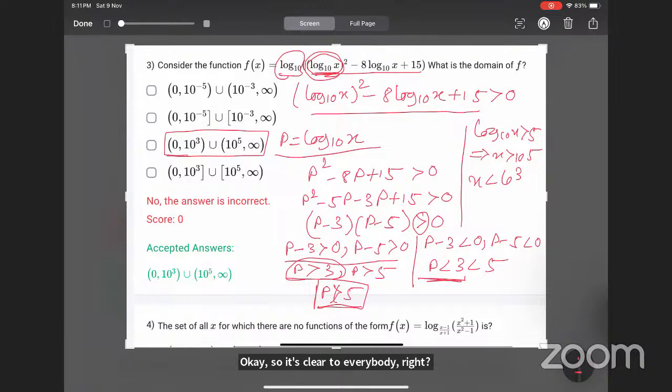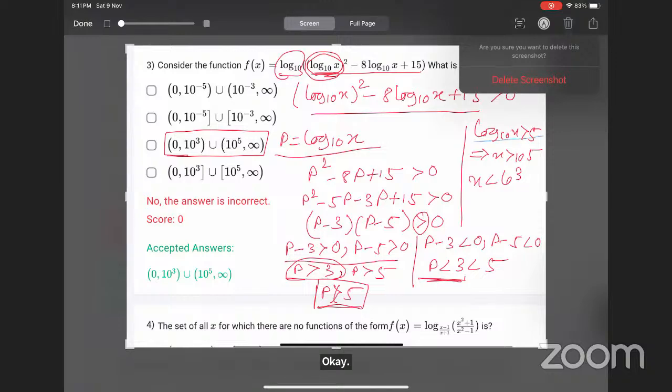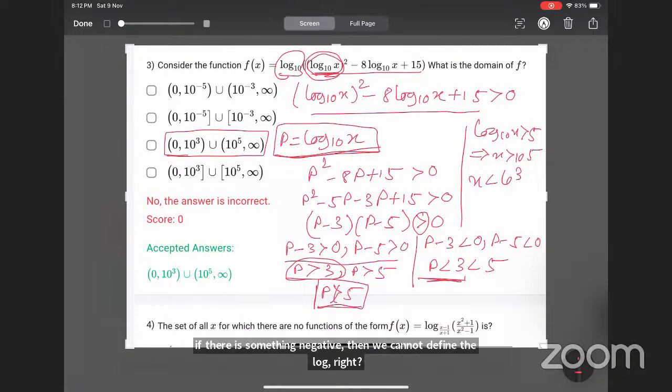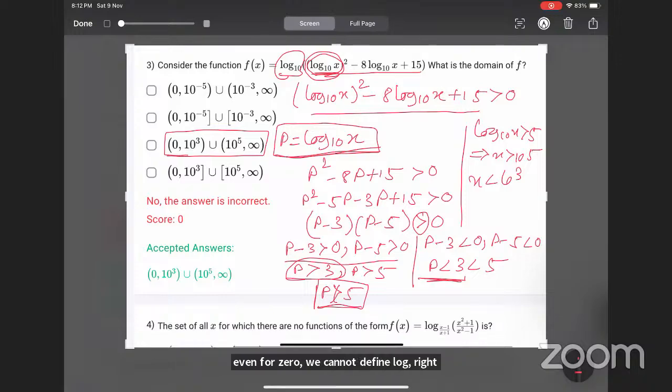Ma'am, why are we taking 0 to 10 to the power 3? Because if we take something less than 0, then this log will not be defined, right? We have to also define this log, for the same x, log 10x. But if there is something negative, then we cannot define the log, right? Even for 0, we cannot define log, right? So we have to take something which is positive, right?